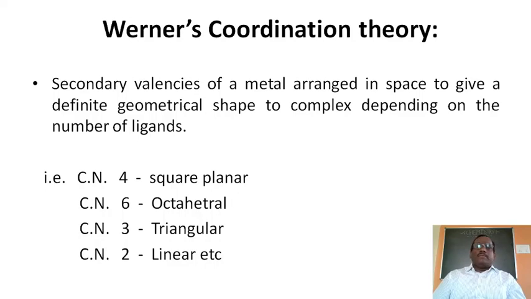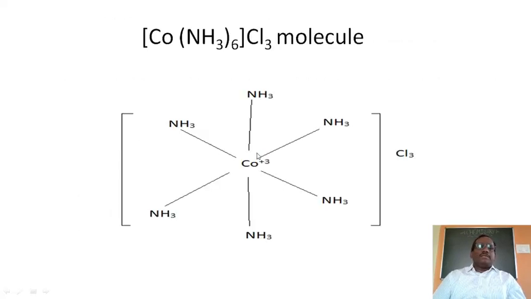Primary valencies are arranged in space and are satisfied by the presence of anions. Secondary valencies are satisfied by the ligands. There is a definite number of secondary valencies, and these secondary valencies are arranged in space to give definite geometries.